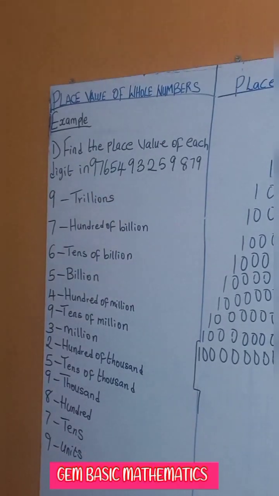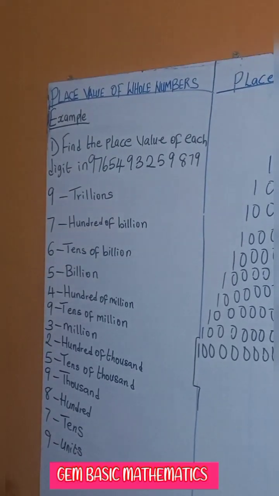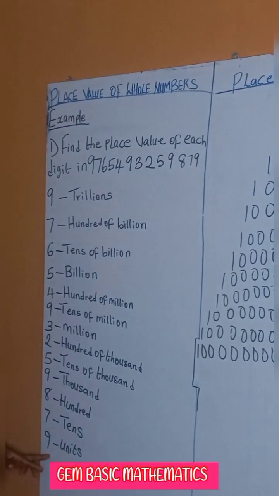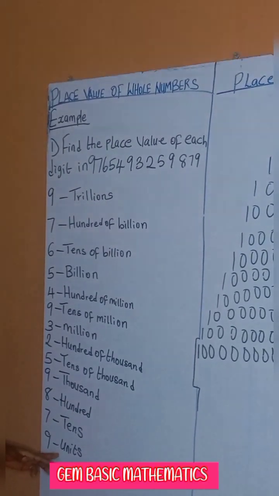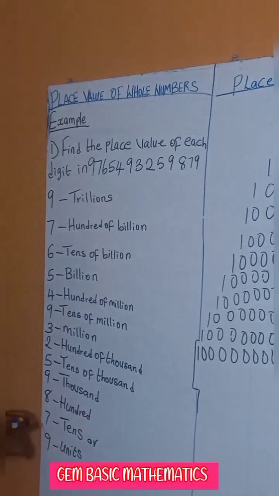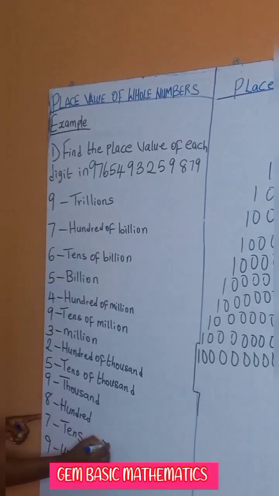Now this is the first method of writing place value of whole numbers. Now I'll teach you the second method. Know that the first number is units. This is 7, so we're writing 7.